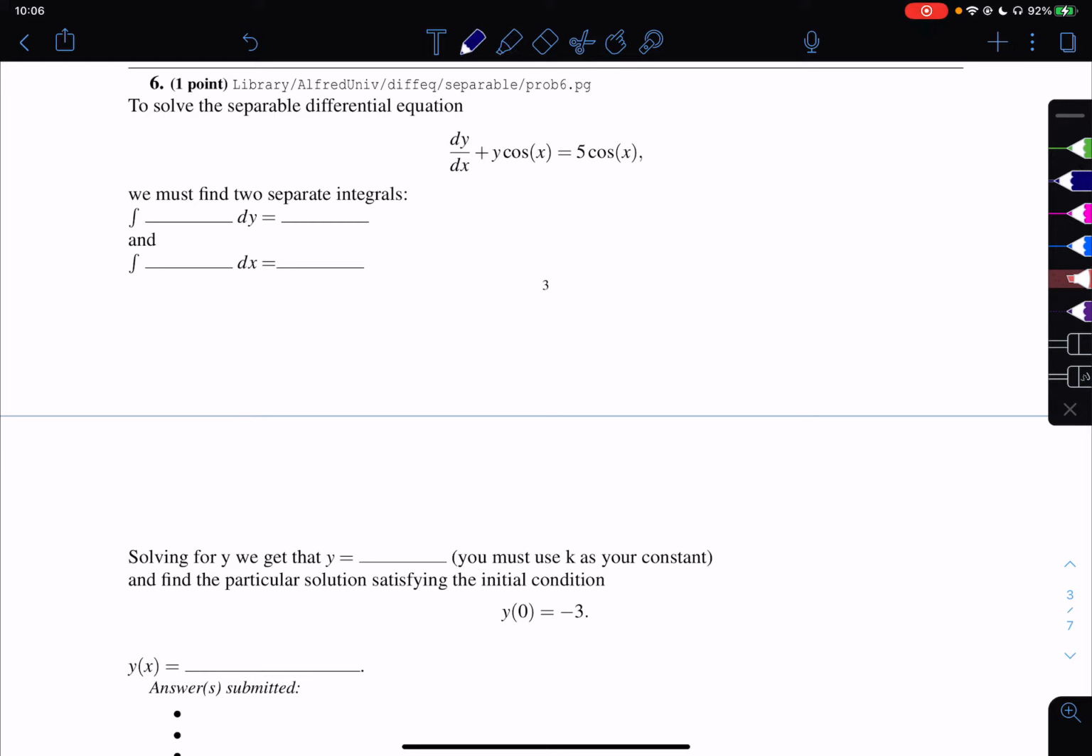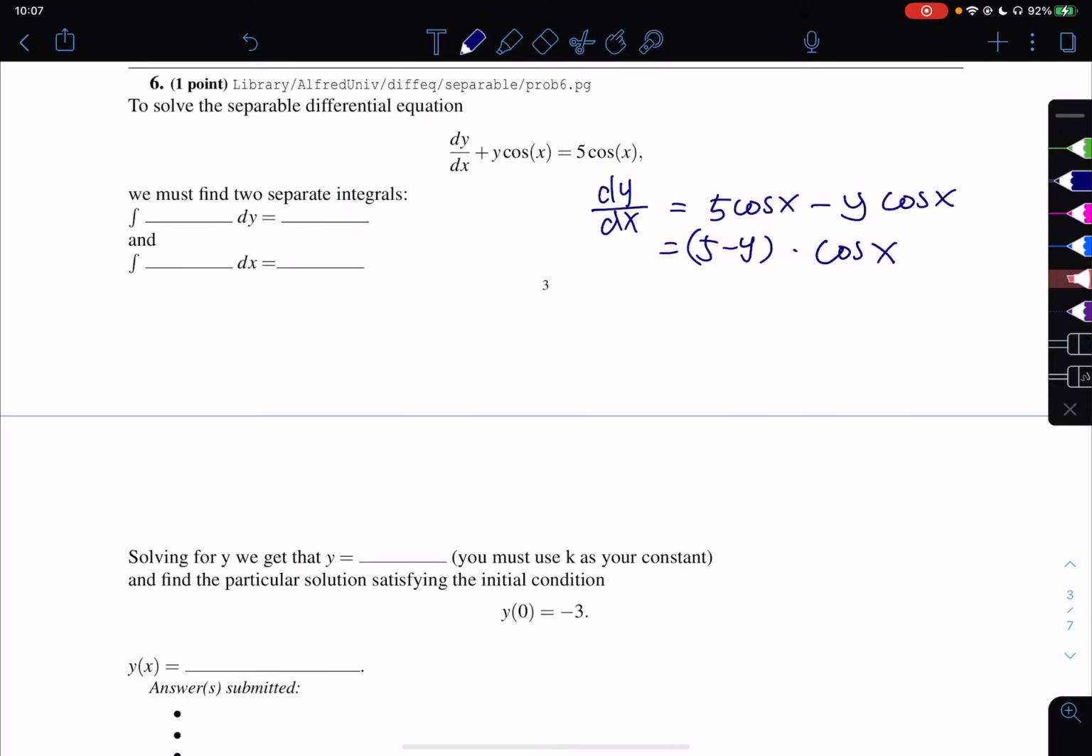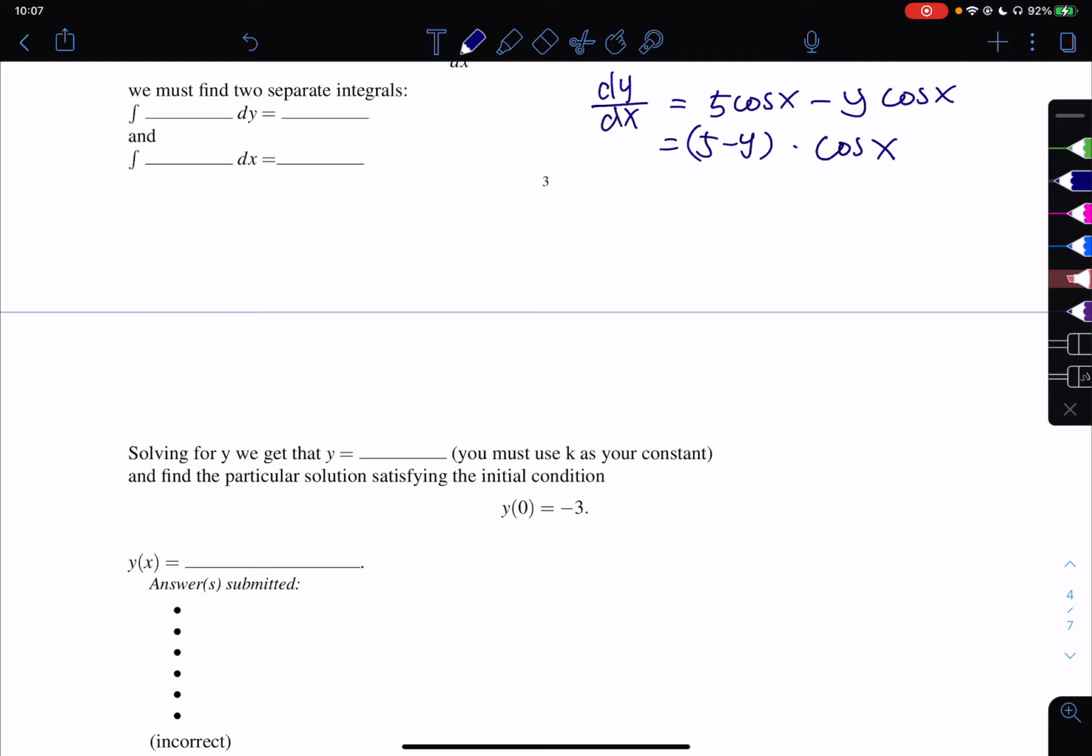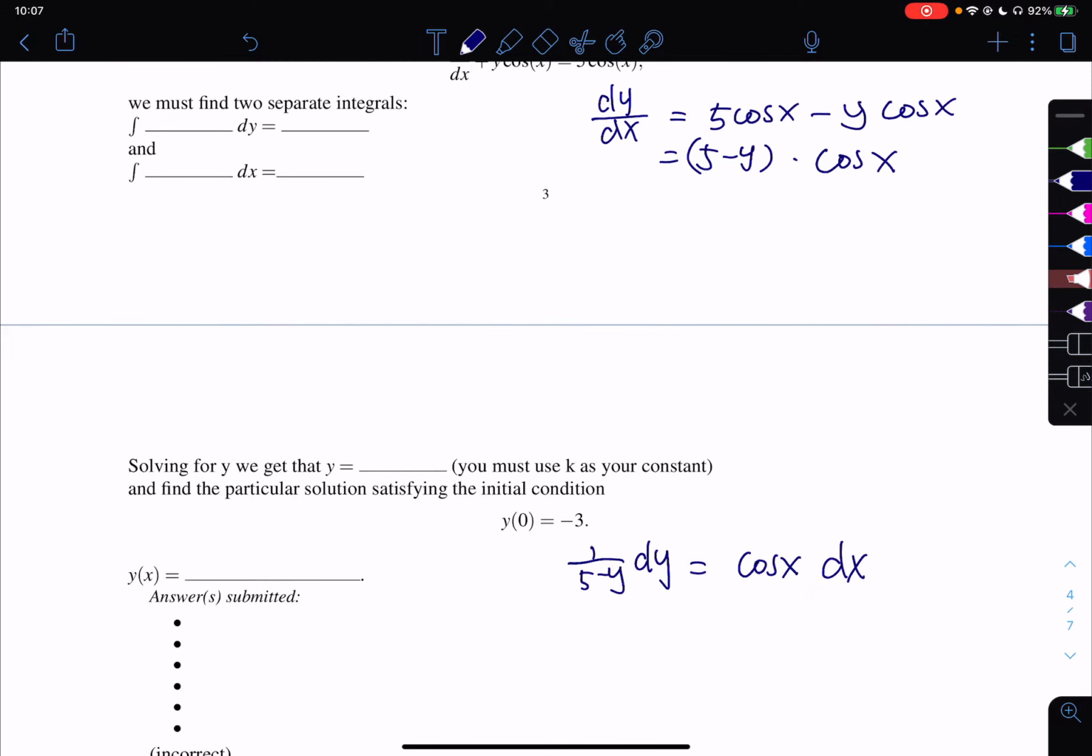Along the same line of thinking, it's just about separation of variables. So it's dy over dx, which equals 5 cosine of x minus y cosine of x, which quite obviously you are going to separate like that. So you end up with 1 over 5 minus y dy is the same as cosine of x dx. So what you want to integrate is 1 over 5 minus y and then cosine of x here. So this is sine x plus c.